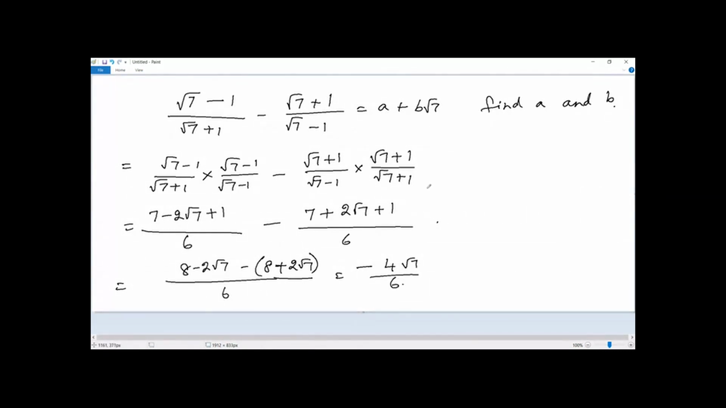So that is equal to a plus b root 7. So this is b root 7, so a will be 0. This will be 2 by 3, so b will be minus 2 by 3. Is this what you got?